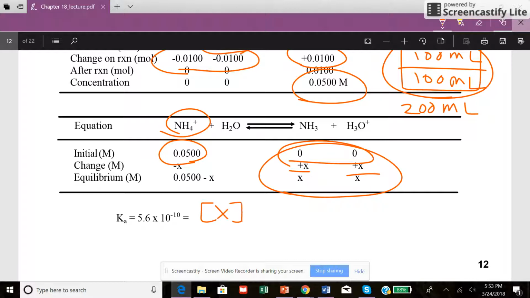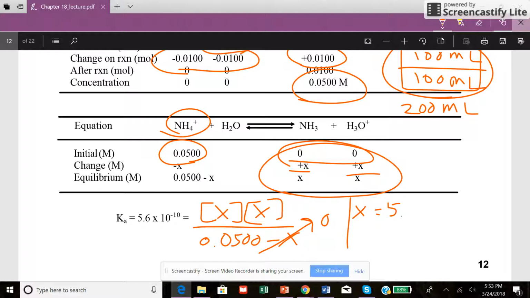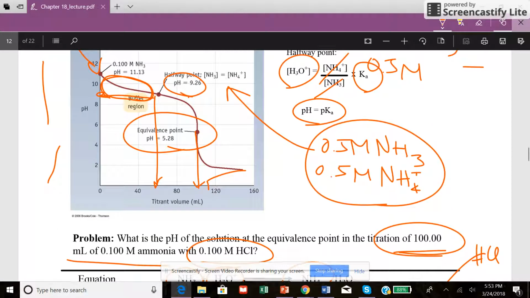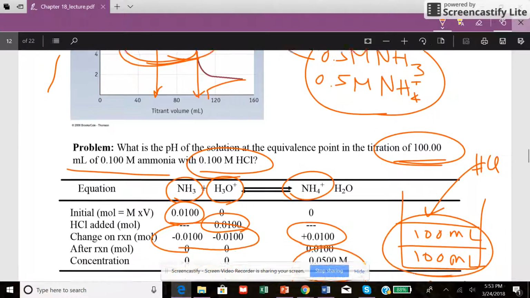So let's say this is X ammonia, X hydronium, divided by 0.0500 minus X, which approaches 0.0500. Okay, do the math. X will come out to be 5.3 times 10 to the negative 6 molar. Since this X represents the concentration of the hydronium, take the negative log of this value, and the pH comes out to be 5.28. And that's exactly what you see here at the equivalence point.